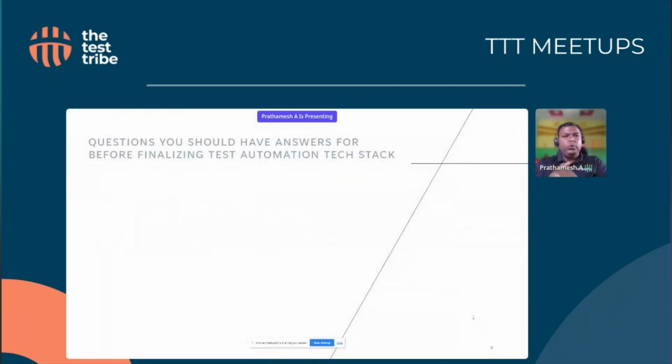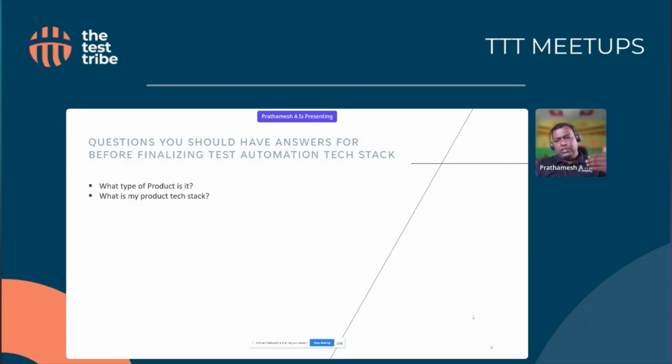Now, the questions you should have answers for before finalizing your test automation tech stack. I have learned this from my experience, and it has been pretty relevant: what type of product it is. Sometimes it can be very complex in nature, or it can be a very straightforward product. It can be a SaaS product, software as a service, or a PaaS product, platform as a service. You should consider that before finalizing your automation tech stack.